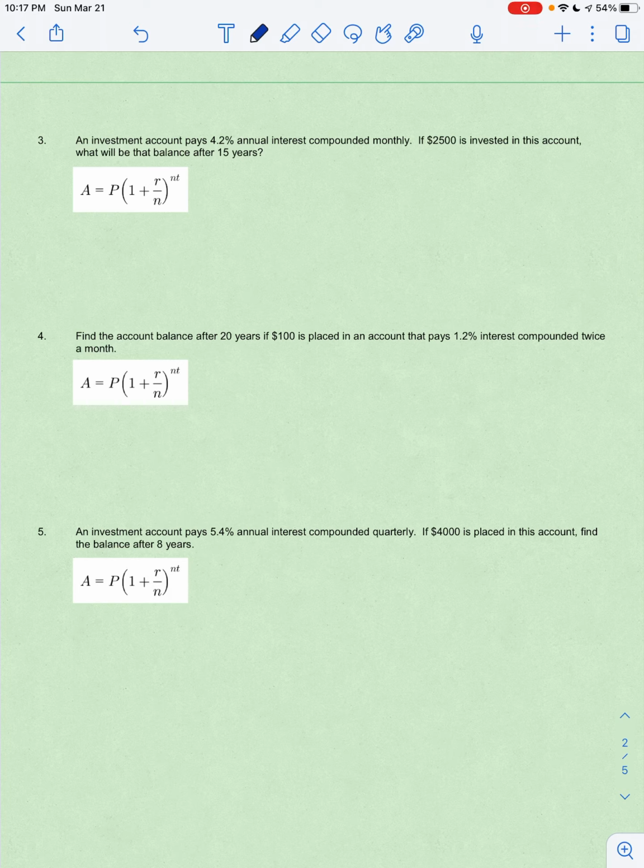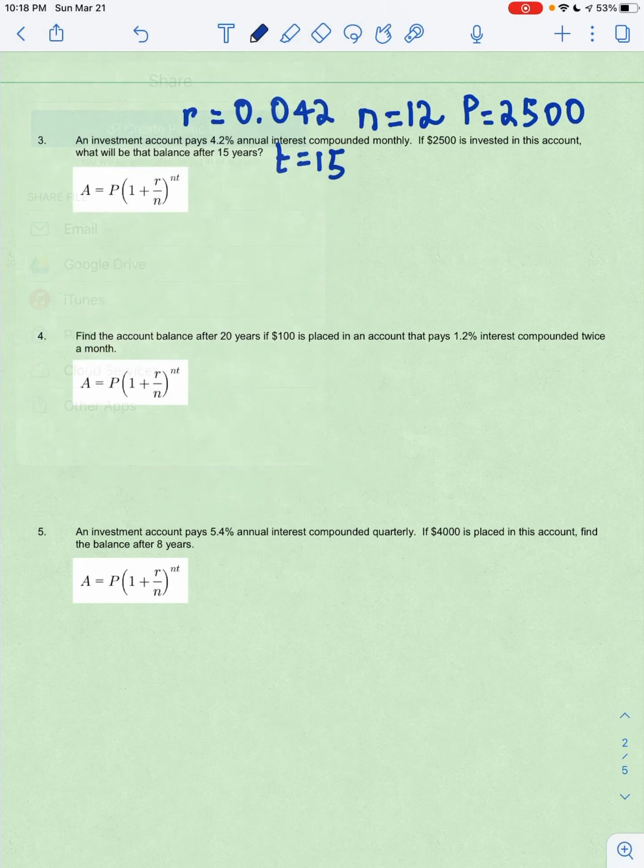So as we look at our problem, we have to understand the 4.2% annual interest is the rate, that's R. We want to use it as a decimal, so that would be 0.042. The interest is being compounded monthly. That would mean N is 12 because there are 12 months in each year. The amount we're investing in the account is $2,500. That's the principal that we're starting with. And we're doing it for 15 years, so that means T here is 15.